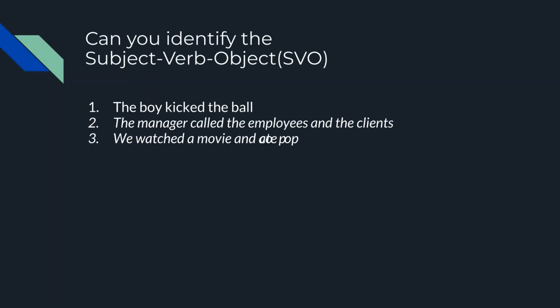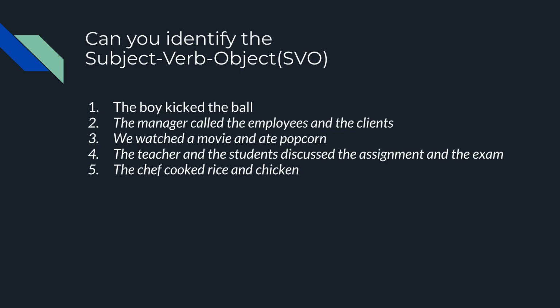To wrap up, let's quickly review by identifying the subject-verb-object, or SVO, structure in these examples. For each sentence, identify the subject, verb, and objects. Some sentences might have multiple of each, so read carefully. The boy kicked the ball. The subject is the boy. The verb is kicked. The object is the ball.